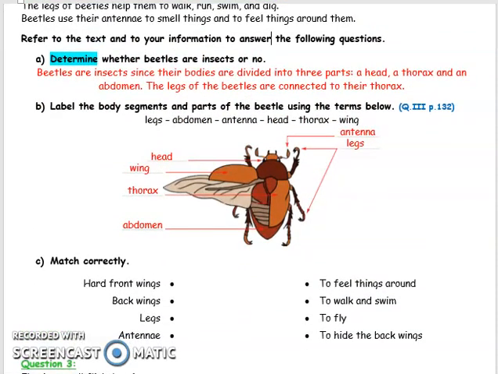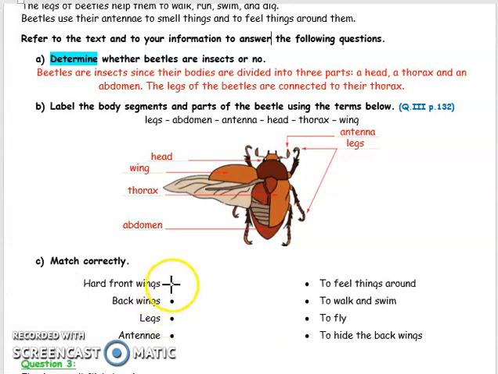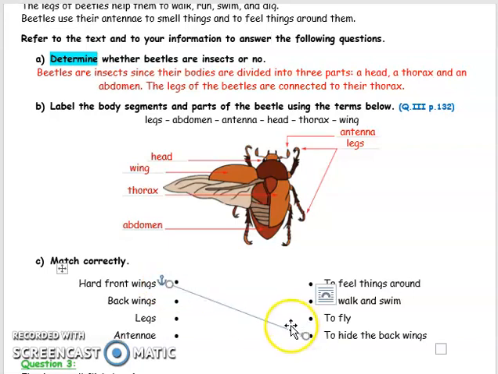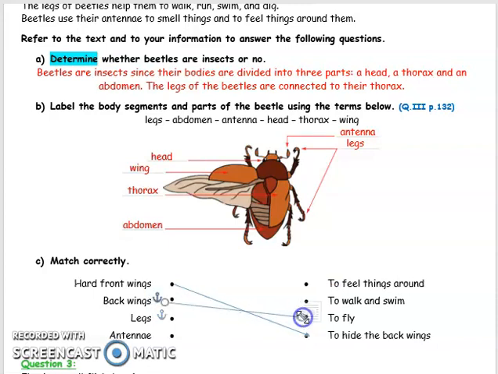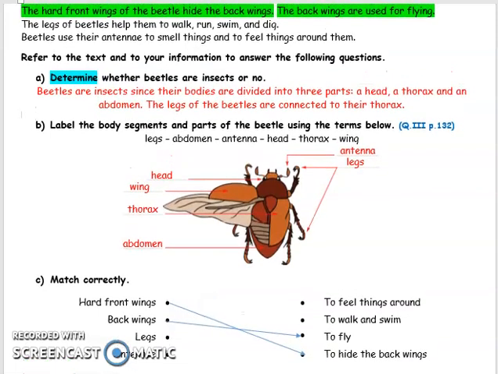So I'll do this. The hard front wings hide the back wings, and the back wings are used to fly. What do beetles use their legs for? They use them to walk and to dig, to walk and to swim.